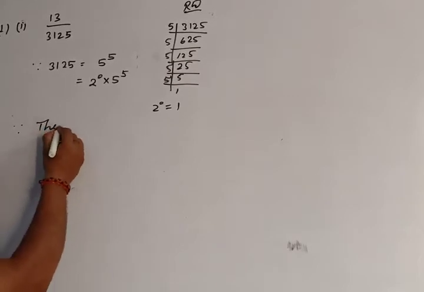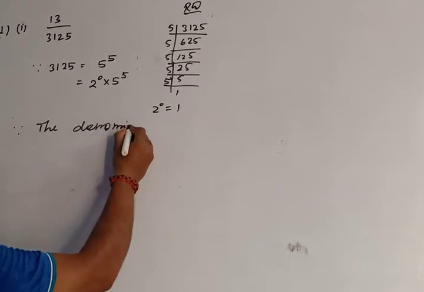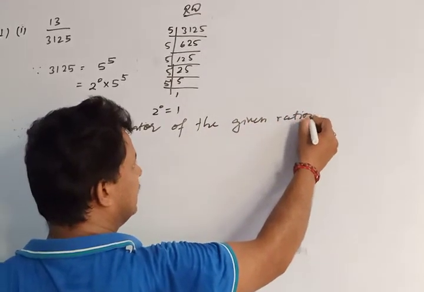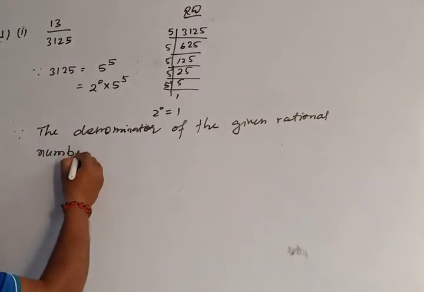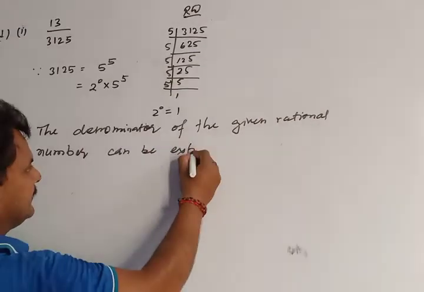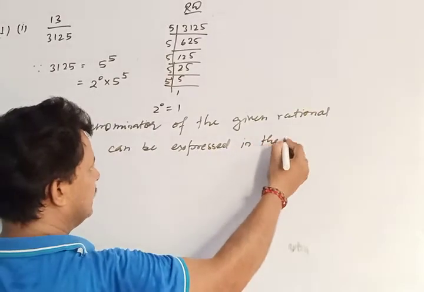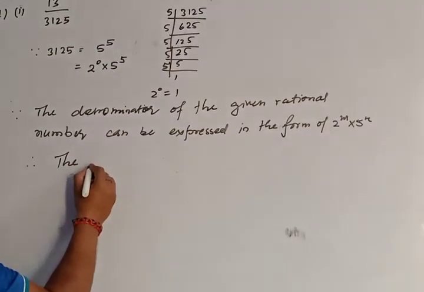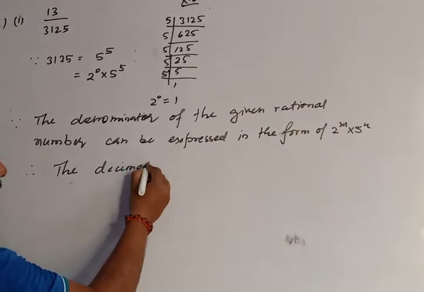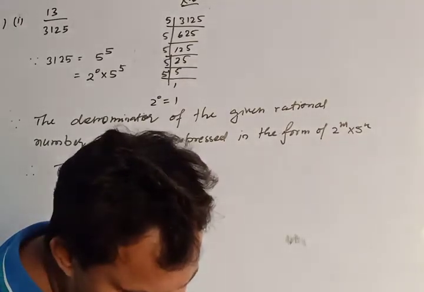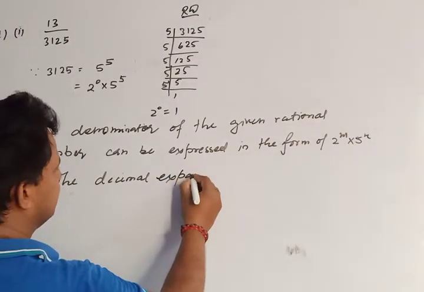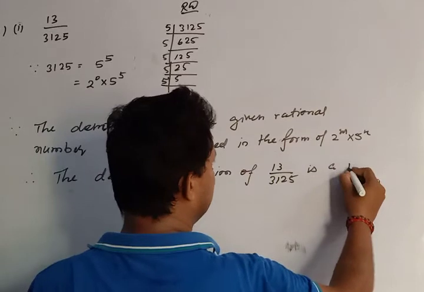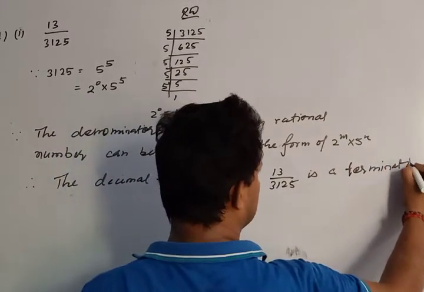So since the denominator of the given rational number can be expressed in the form of 2 to the power n into 5 to the power n, therefore the decimal expansion of 13 upon 3125 is a terminating decimal.